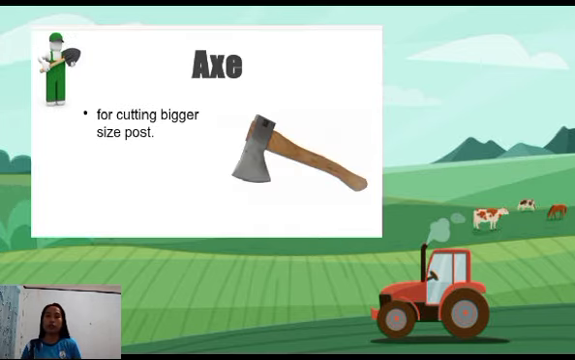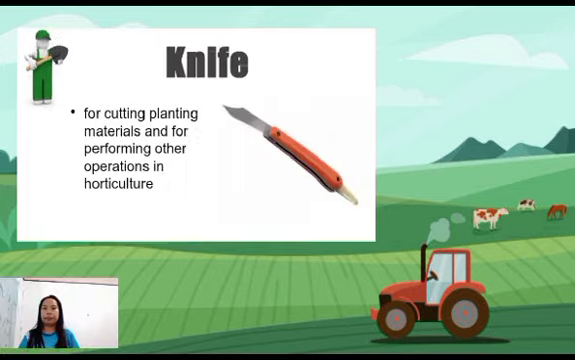The next one we have is the axe. It is used for cutting bigger sized posts. The axe is used for cutting larger posts, likely for fencing or structural elements in the farm.